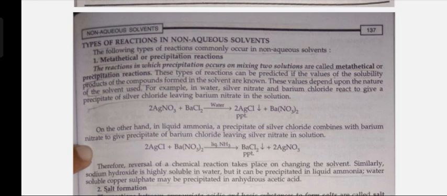Types of reactions in non-aqueous solvents. The following types of reaction commonly occur in non-aqueous solvents. The first one is precipitation or metathetical reactions. The reactions in which precipitation occurs on mixing two solutions are called precipitation reactions. This type of reaction can be predicted if the values of solubility products of the compounds formed in the solvent are known. These values depend upon the nature of the solvent used. For example, in water, silver nitrate and barium chloride react to give a precipitate of silver chloride, leaving barium nitrate in the solution, as shown in the reactions.